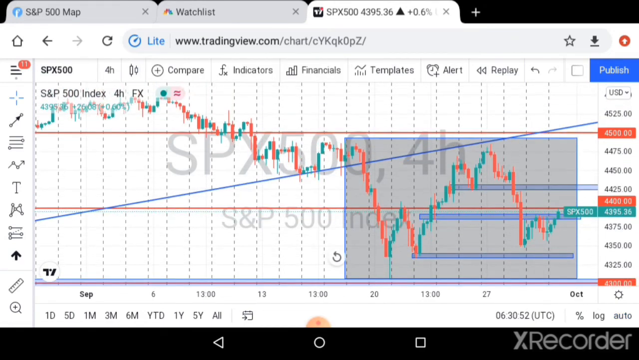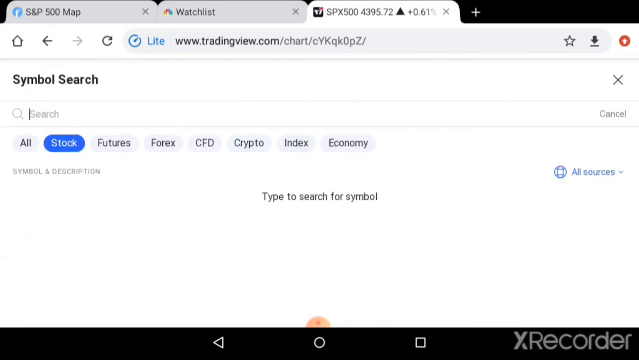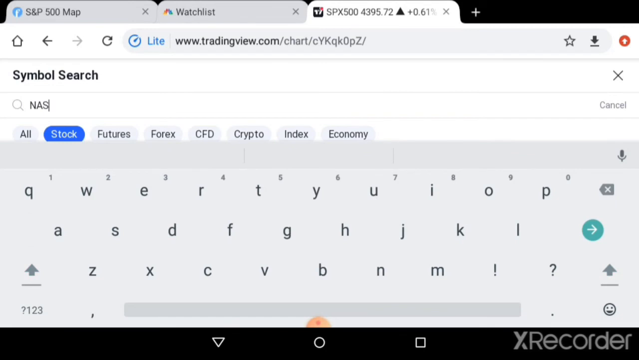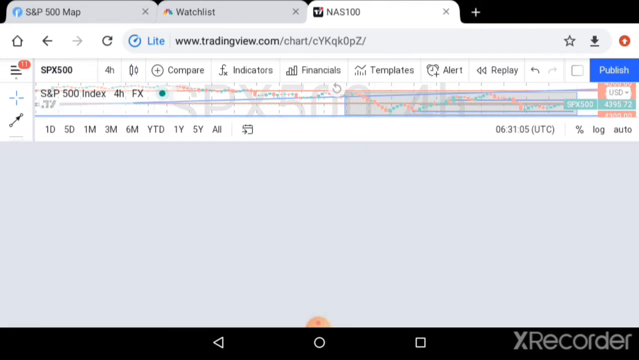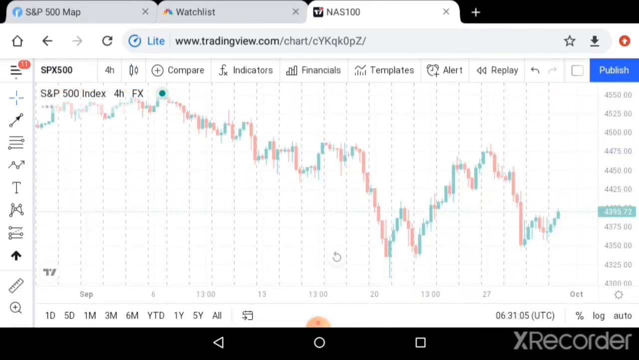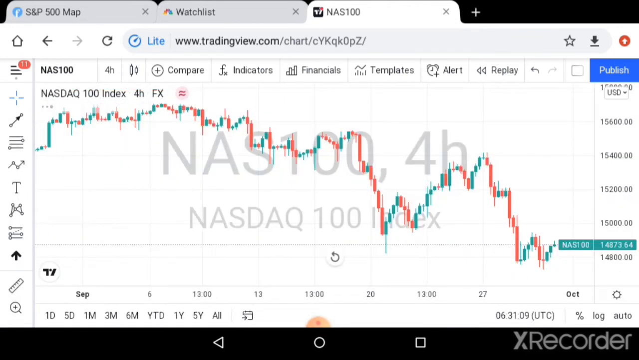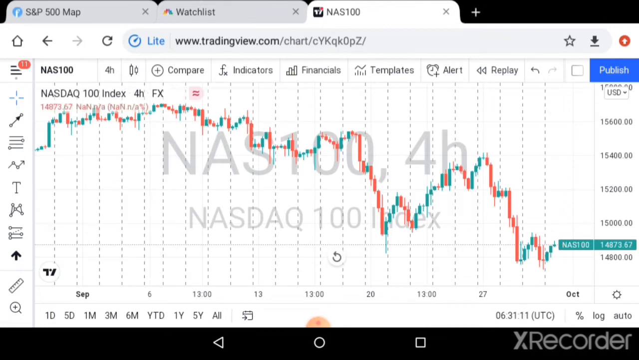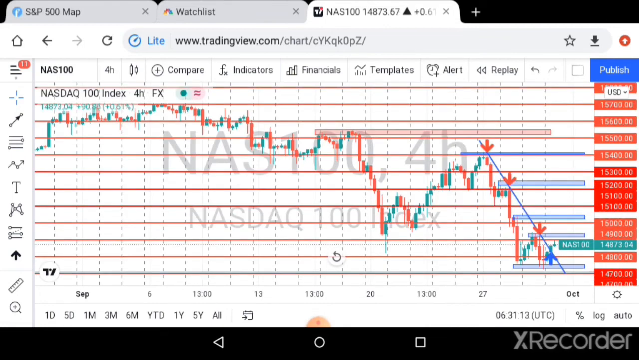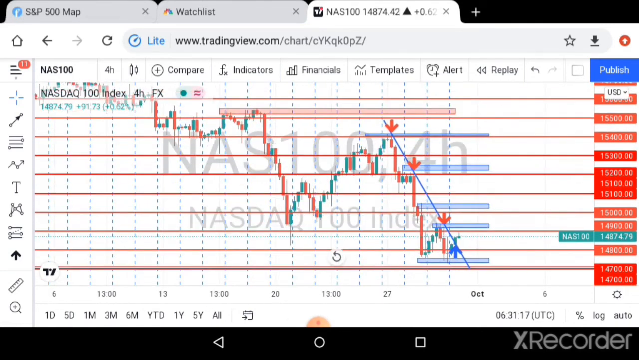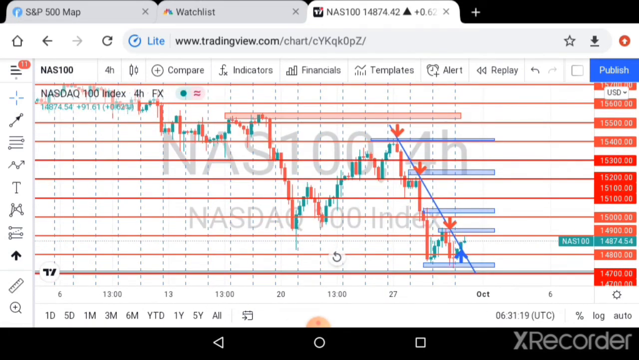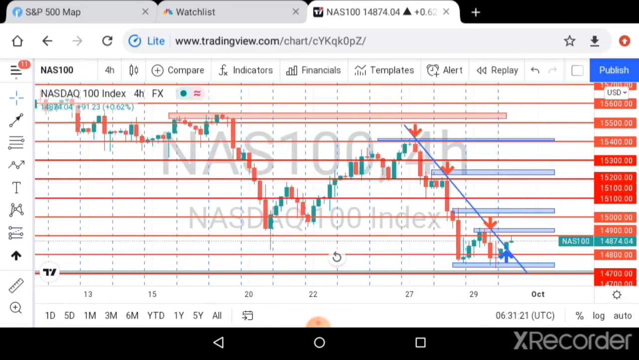Let me just also jump into NAS 100 again quickly. I want to show you structure on NAS. Okay, at least everything has been drawn out for you. It's clear that the structure in this case was down. We are still on a down structure.